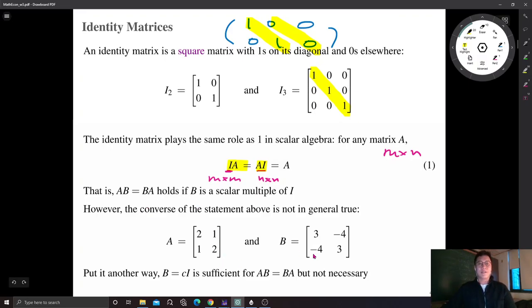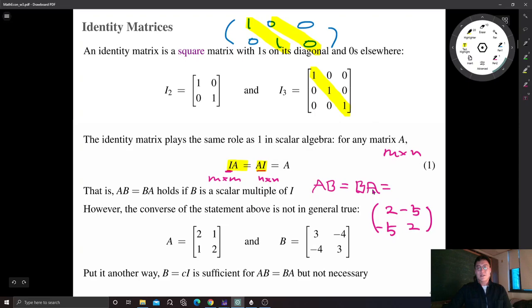Here is one counterexample. A is given by this 2 by 2, and B is given by this 2 by 2. Neither is a scalar multiple of the identity matrix, right? Nevertheless, if we compute AB or BA, AB and BA are equal to each other, so the commutative law holds, and this is a simple calculation. I'm not going to show the details, but you can verify by yourself. That is this matrix.